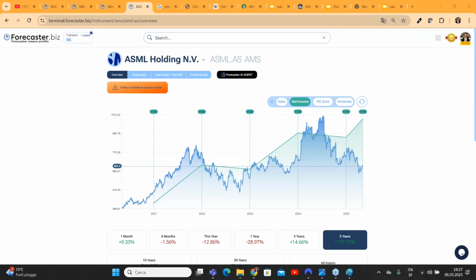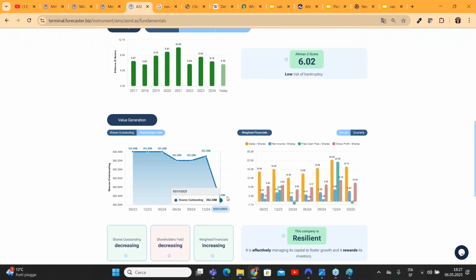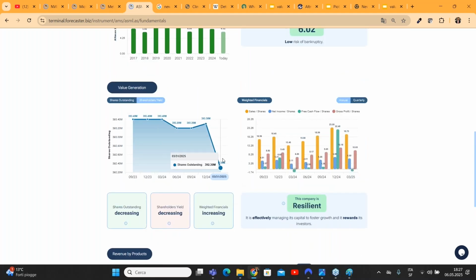Okay, and I have the confirmation that this company is amazing, because if we look at the fundamentals and we look at the share repurchasing, we can definitely see that the management is aggressively repurchasing their own shares. Okay, because look, they did something great because the price is very low.